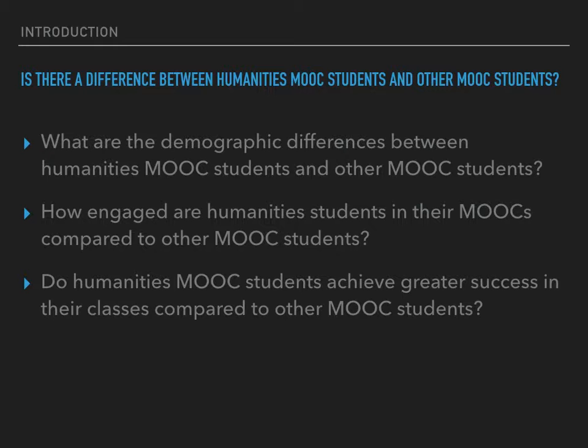And third, do humanities MOOC students achieve greater success in their classes compared to other students? So, for example, are they more likely to complete the class? If they complete the class, are their grades typically higher compared to other students?